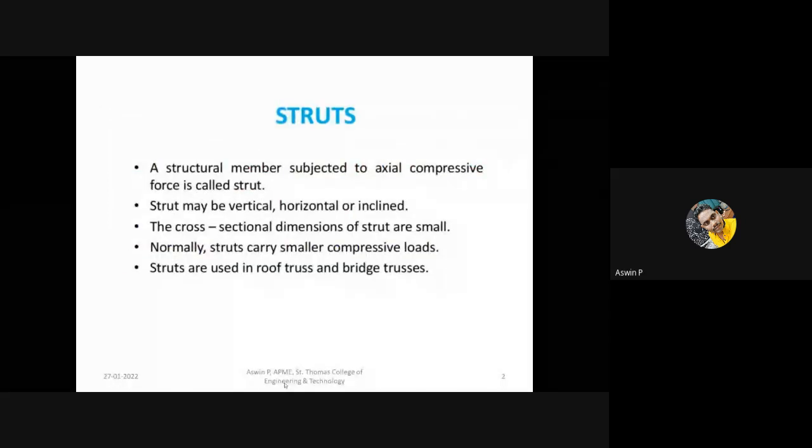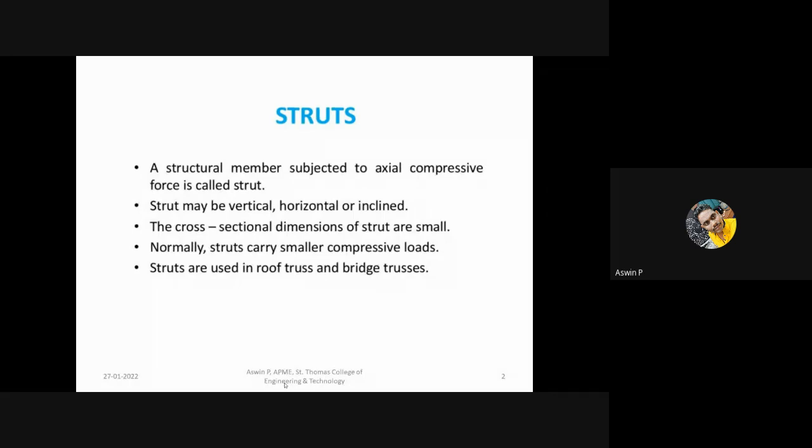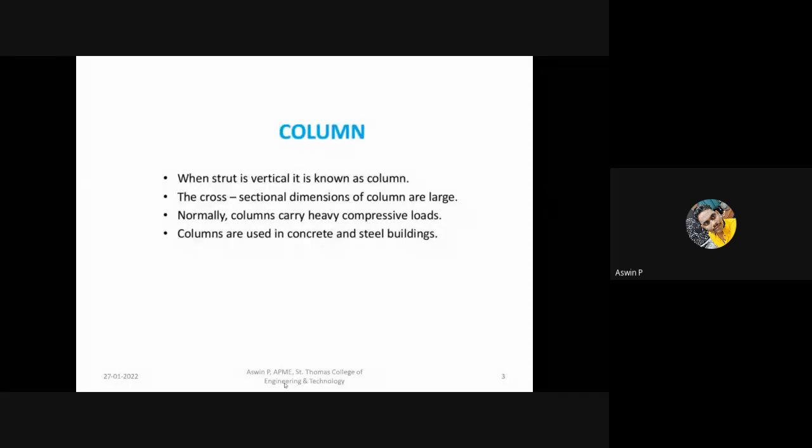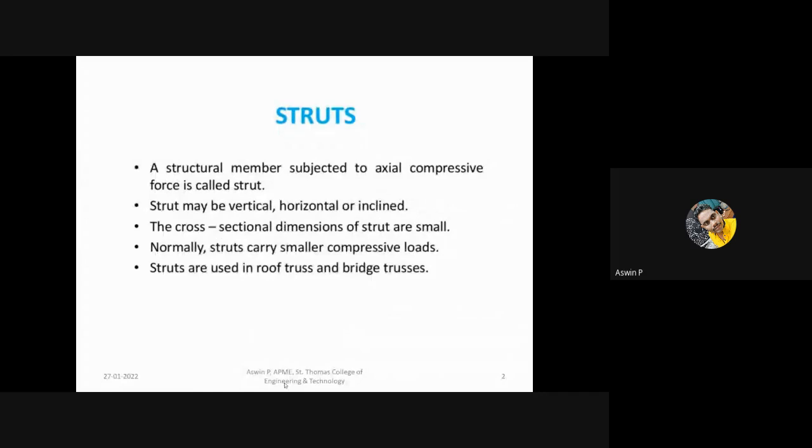But before that, we must know what a strut is and what a column is. There are two terms, one is strut and the other is column. A structural member subjected to axial compressive force is known as a strut. It may be in any direction, horizontal, vertical or inclined. But commonly we say strut for a horizontal or inclined member.